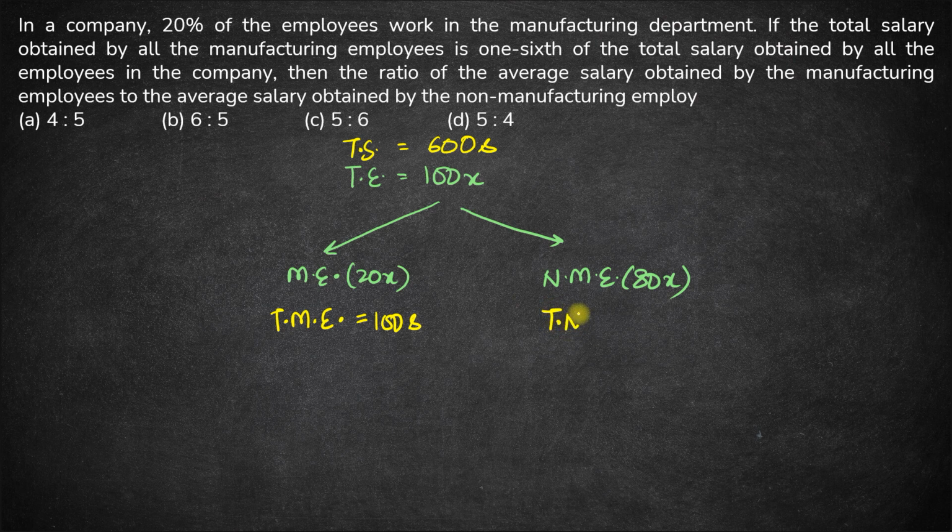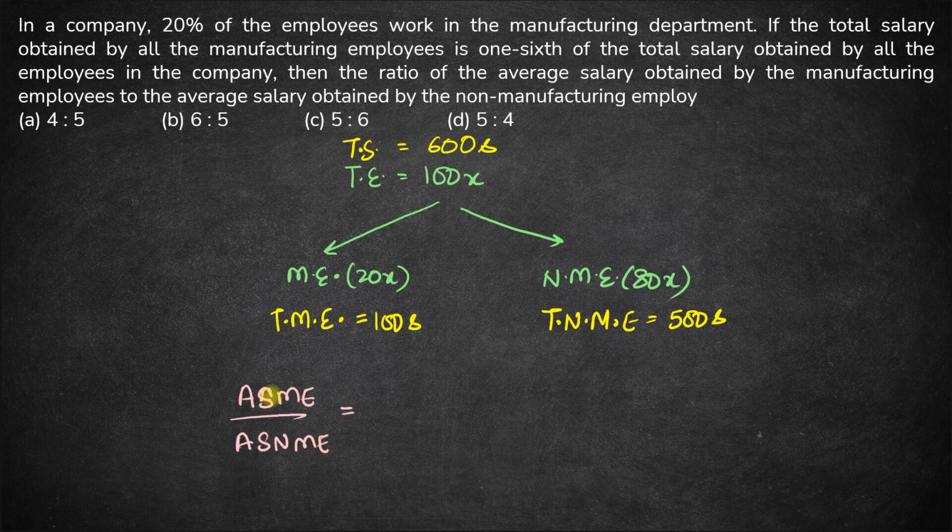So the total salary of non-manufacturing employees, how much will it be? 600s minus 100s, which is 500s. This is the total salary of non-manufacturing employees. Now the question is the ratio of average salary obtained by manufacturing employees to average salary obtained by non-manufacturing employees. So average salary of manufacturing employees upon average salary of non-manufacturing employees.